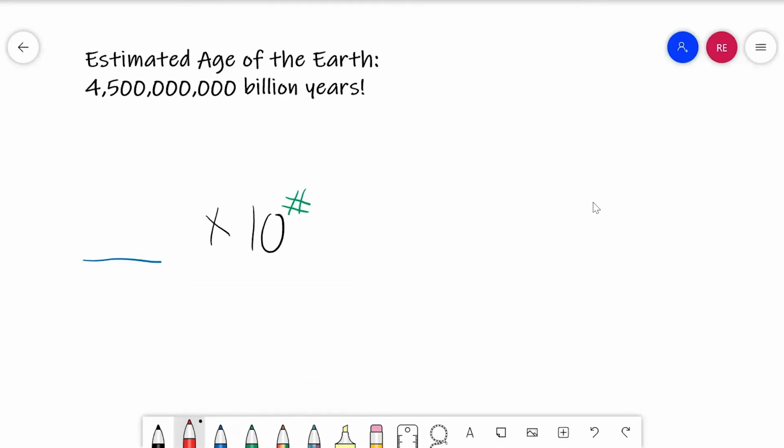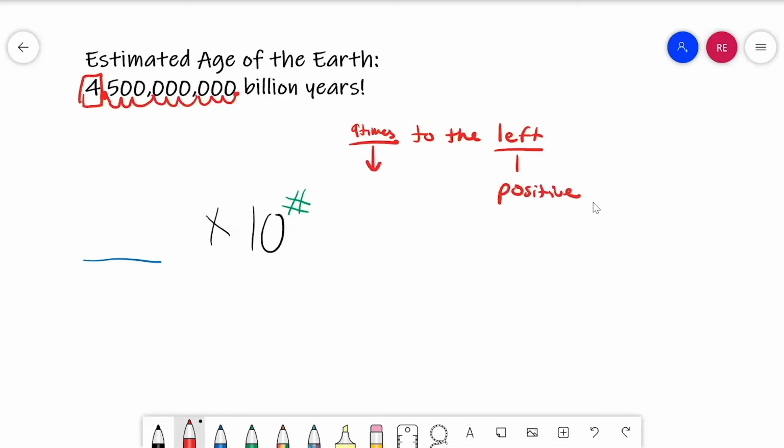And so we have our imaginary decimal point right here, and we want to get a number in the ones. So we'll end up moving this decimal point 1, 2, 3, 4, 5, 6, 7, 8, 9 times to the left. 9 times to the left. And so left tells us that our exponent is positive, and 9 tells us our value. And so our exponent is going to be 9.